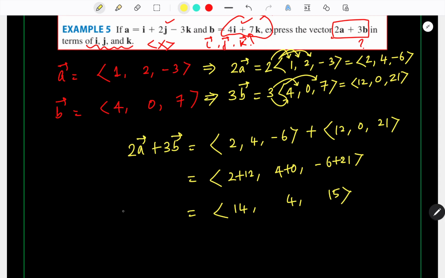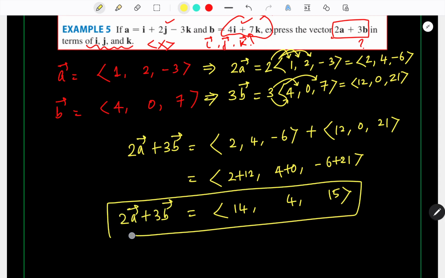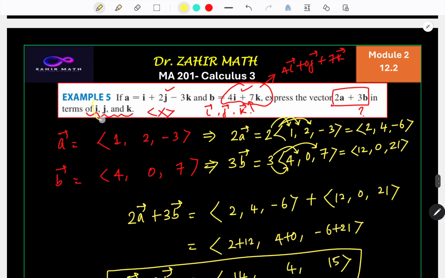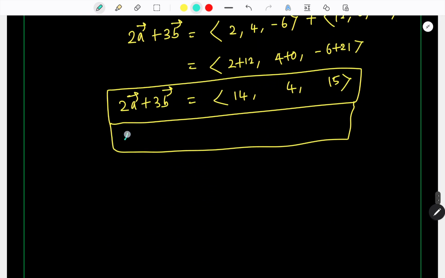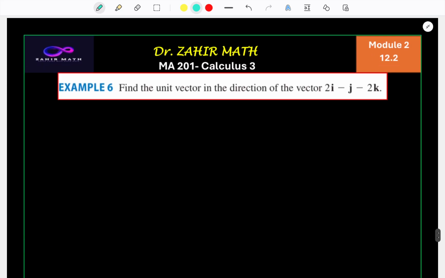Right? So this is not going to be your final answer, because one more step you have to do. What is that step? They told you to represent it in terms of i, j, k. So you're going to write this answer in terms of i, j, k. This means it is equal to 14i vector plus 4j vector plus 15k vector. This is the way of representing in i, j, k. Is it okay? Right.